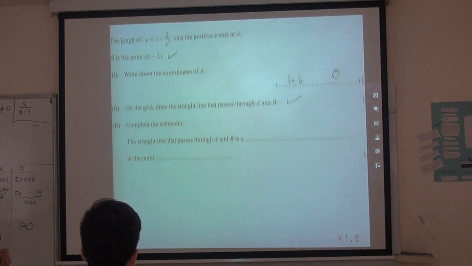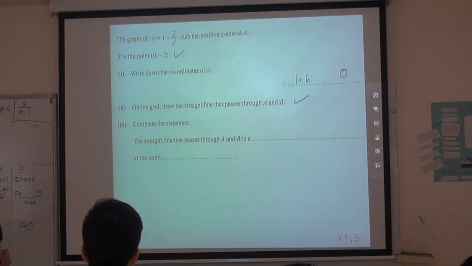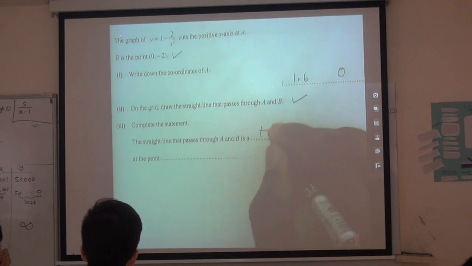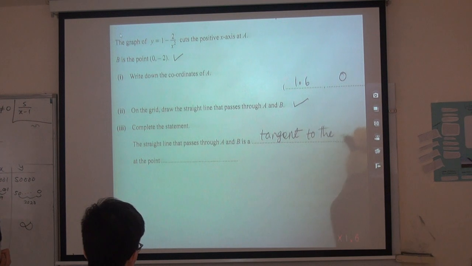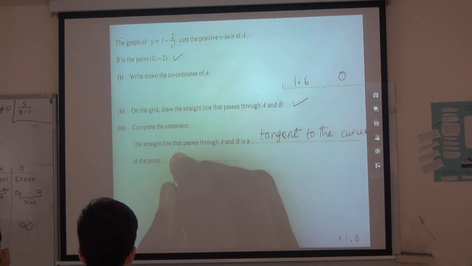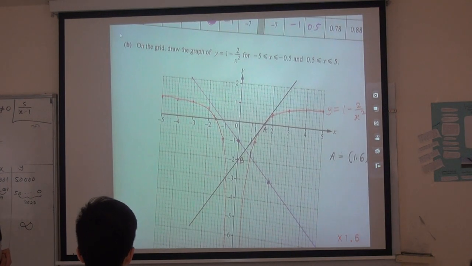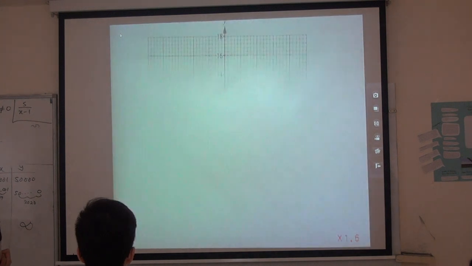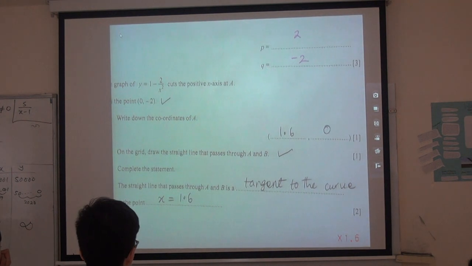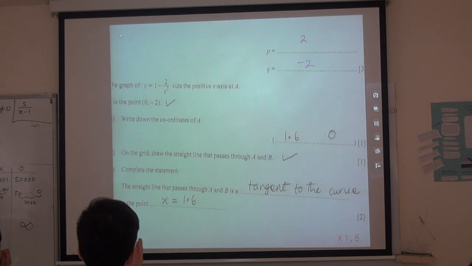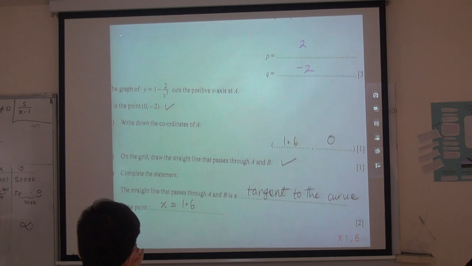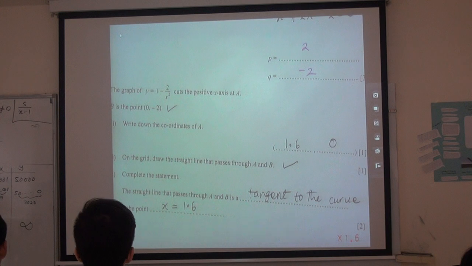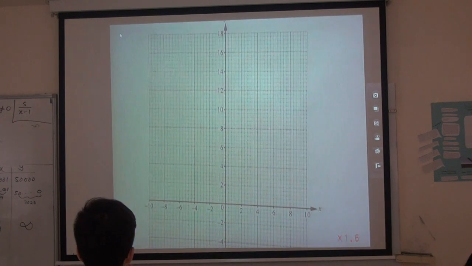Complete the statement. The straight line that passes through A and B is a tangent to the curve at the point where x equals what? 1.6. Is it 1.6? Yes, x is equal to 1.6. Even though I never knew the next question is about tangent, we were able to get it. Sometimes you have to think ahead, and what you have thought of could be the solution to the next question. So you have to be open-minded. Okay? And that is all about this question.